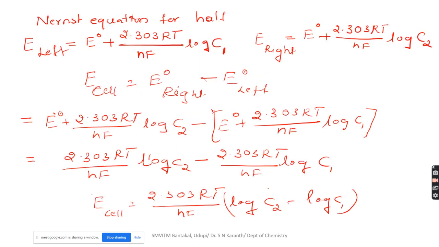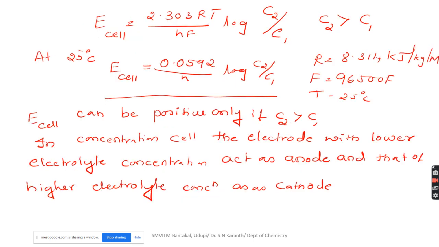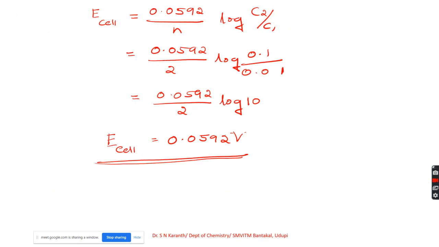We can represent the Nernst equation for a concentration cell. For the left electrode, E left equals E naught plus 2.303 RT by nF log C1. E right equals E naught plus 2.303 RT by nF log C2. And E cell is E right minus E left. Finally, we get E cell equal to 2.303 RT by nF log C2 by C1. Here, C2 is always greater than C1; only then can we get a positive EMF. So, in a concentration cell, the electrode with the lower electrolyte concentration acts as anode and that with the higher electrolyte concentration acts as cathode.